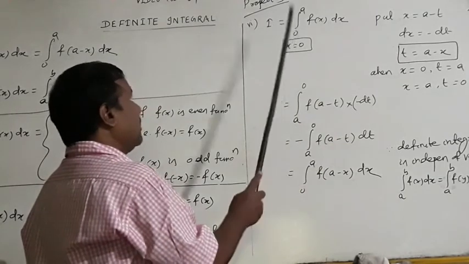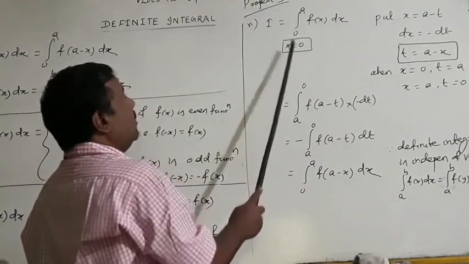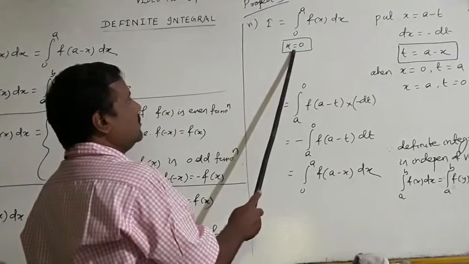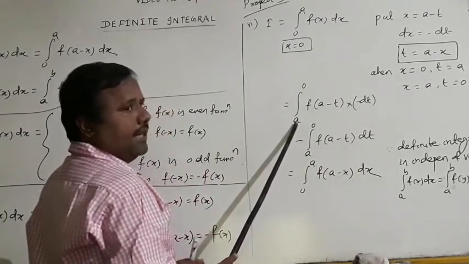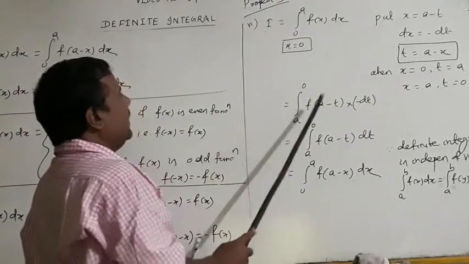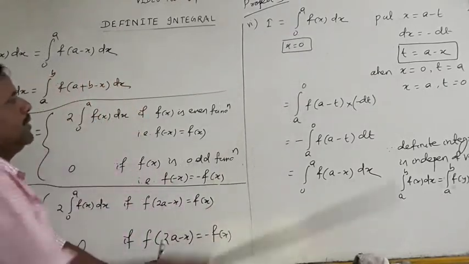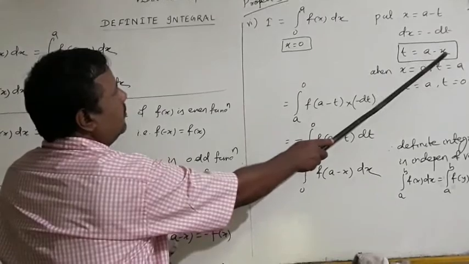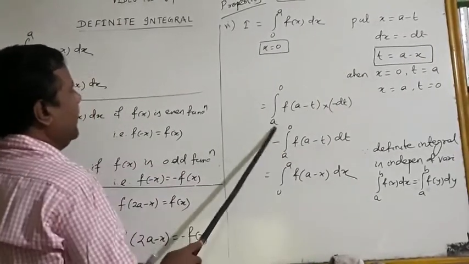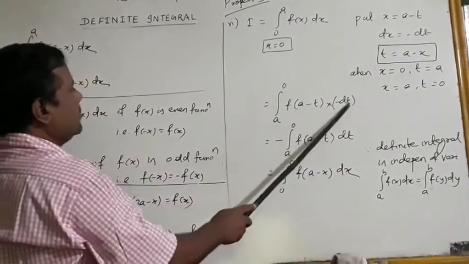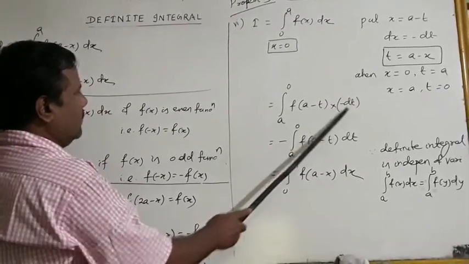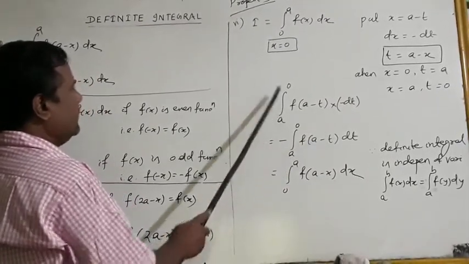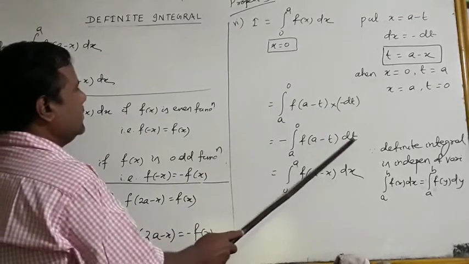But never write 0 to a, because when x is equal to 0, t is equal to a, so you have to put this a. And when x is equal to a, you have to put 0, because when you put a, it becomes 0. So it is a to 0, f(a minus t) dt. Now take the minus outside. It is minus a to 0, f(a minus t) dt.